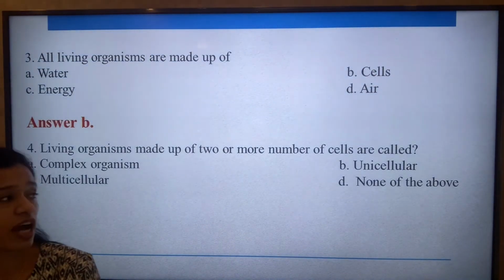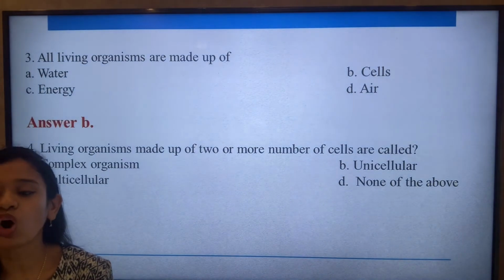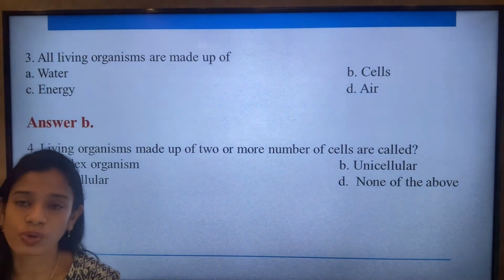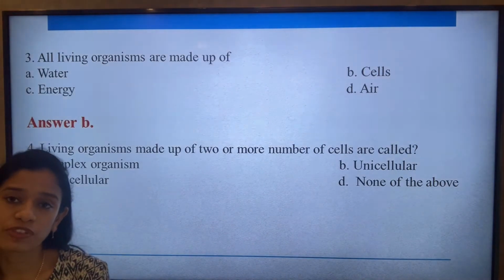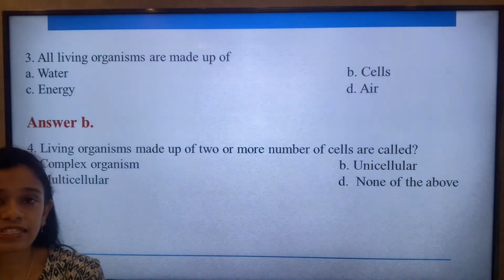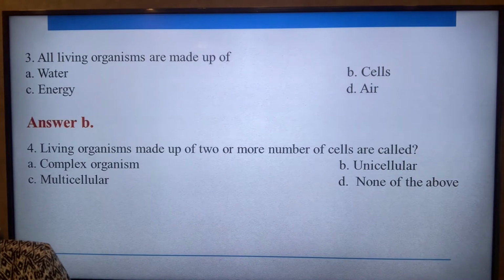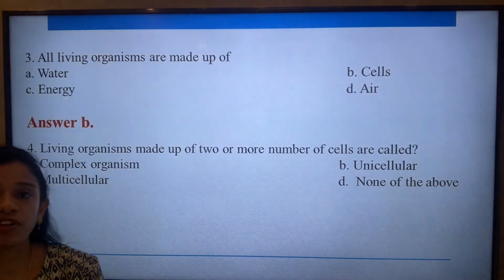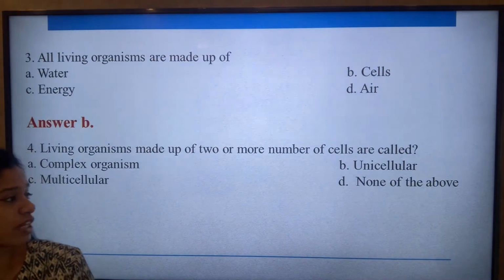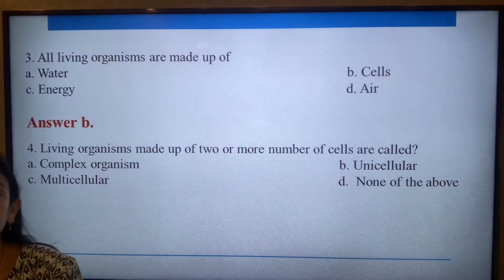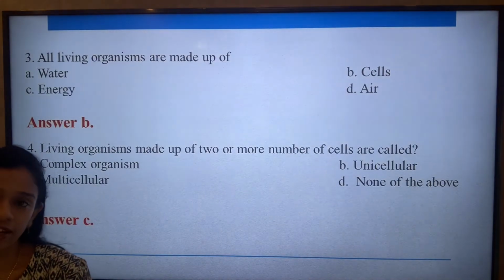Living organisms made up of two or more cells are known as. When living organisms are made up of multiple cells, or two or more cells, they are known as complex organisms, unicellular organisms, multicellular organisms, or none of the above. So the correct answer is multicellular organisms, that is option C.